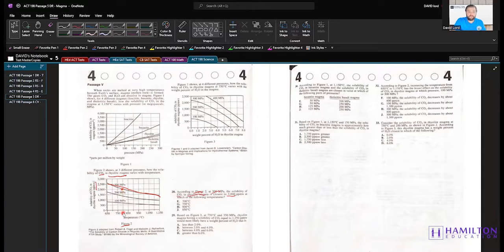So the temperature looks like it's right around 800 because it's right in the middle of 750 and 850. So it's not 700, that's too small. It's not 750. Oh, there we go. There's 800 right there. So that's perfect. And then it's not 850 either.